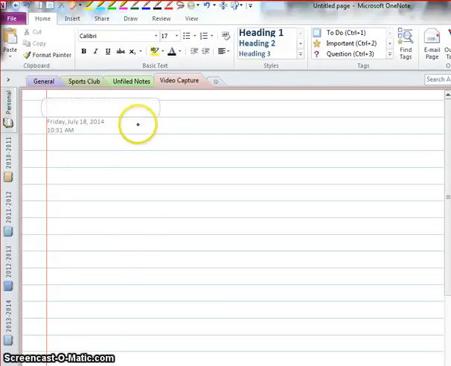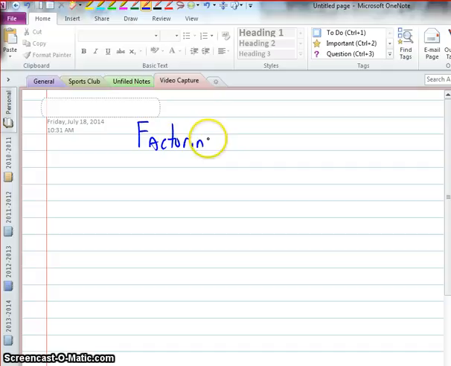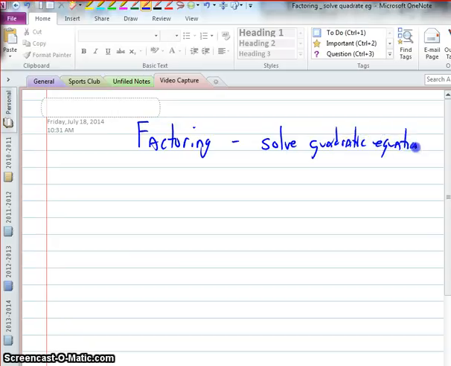Okay, today is the last lesson that we need to learn about factoring before we start in on percents and decimals. We're going to use factoring to solve quadratic equations. And we're going to use something in mathematics that's very famous called the zero product principle.